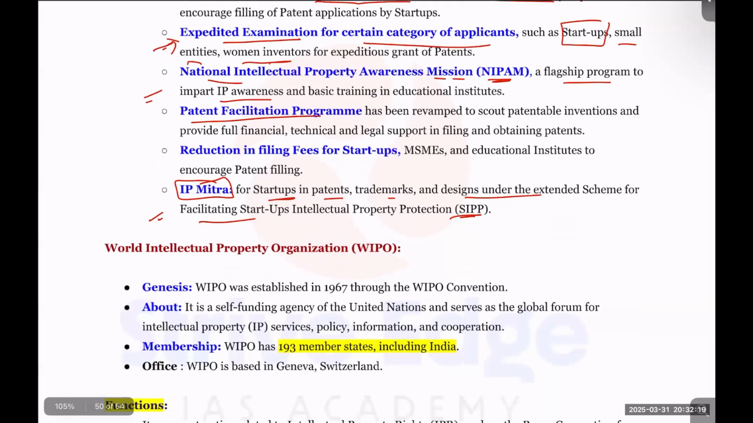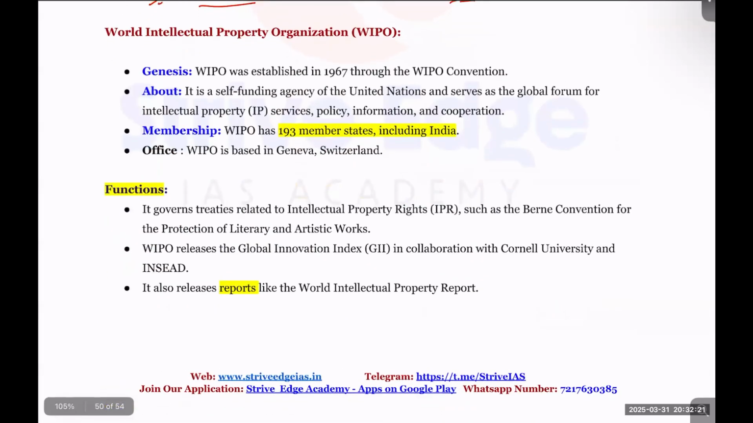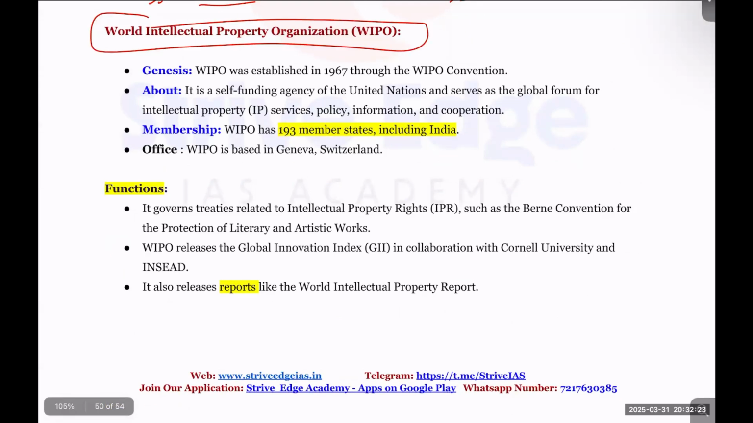Now, the things that we have talked about previously also, what is this World Intellectual Property Organization? This we are going to discuss now. It was established in 1967 through the WIPO Convention. It is a self-funding agency. It doesn't work on donations, it doesn't work on the donations of the United Nations.